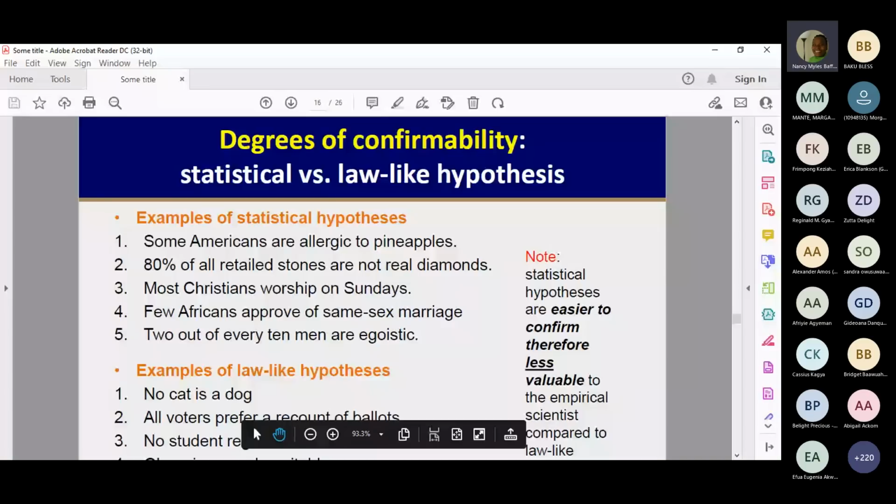Look on your screen now. We know some examples of statistical hypotheses. Maybe someone will read that to help our friends. So I take Eunice's question. Eunice, please read for us.